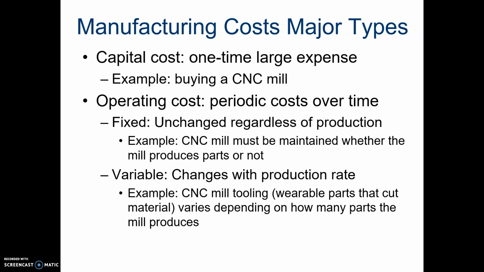Variable costs change with production rate. So for example, if we use the CNC mill, it would be the wearable parts that cut the material, so the bits, and it varies depending on how many parts the mill produces. So the more parts we produce, the more bits that we're going to need.